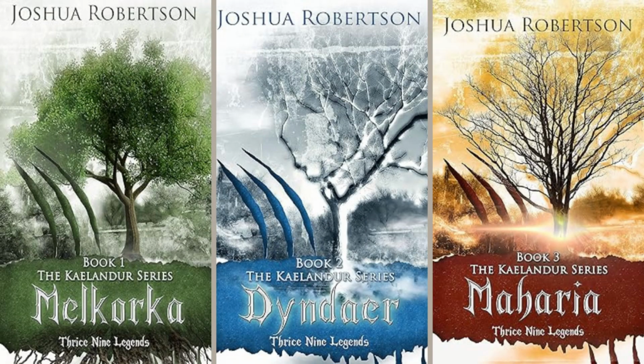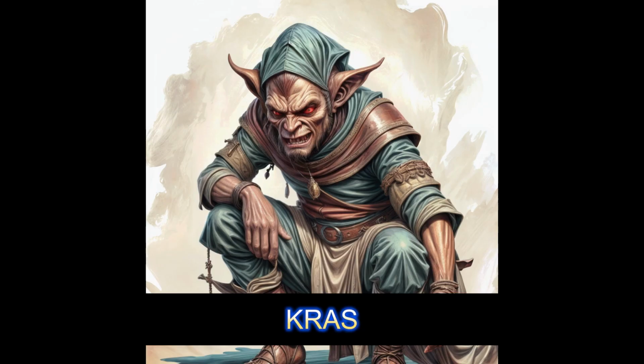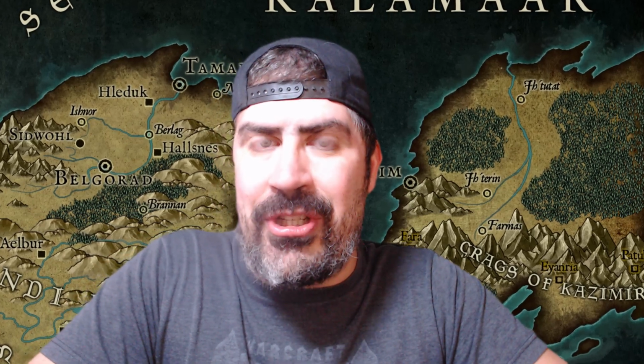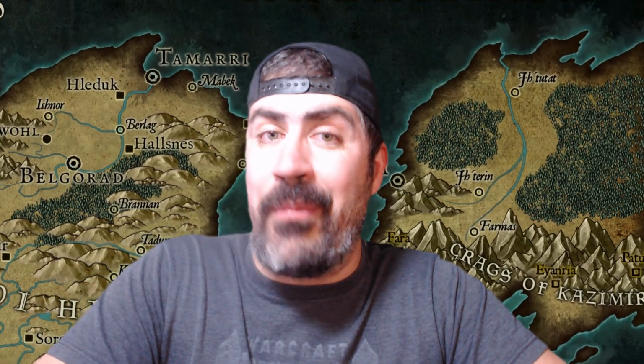If you've read Thrice Nine Legends in any capacity, you're probably familiar with this species because the main character of the Calendar series is a Kras. This comes out of Slavic mythology, but I've taken some creative liberties with it. The Kras are a crimson-skinned creature that is demonic in appearance, with sharp ears, a sharp nose, thin skin, and bulbous eyes.